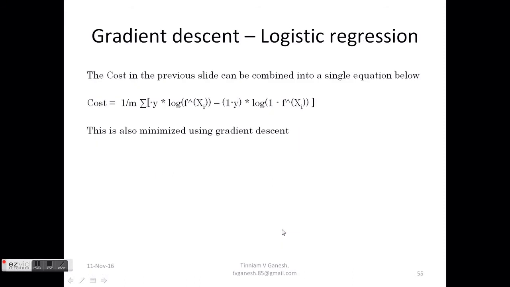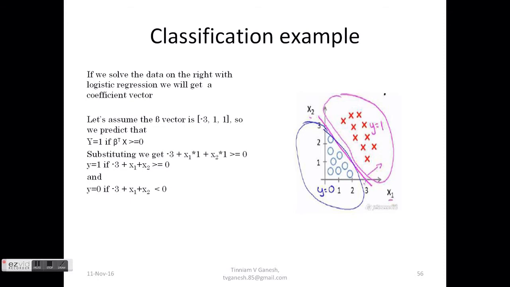So just like in the case of linear regression, we use gradient descent to minimize this cost function, and it can be done with that. Here's an example of this cost for a classification problem. Let us assume this is the size of the tumor on the x1 axis, and the x2 axis is the age of the tumor, and these circles are benign tumors, and these x's are cancerous tumors.